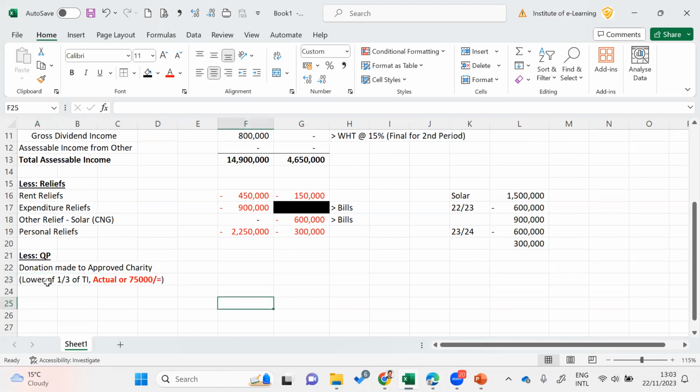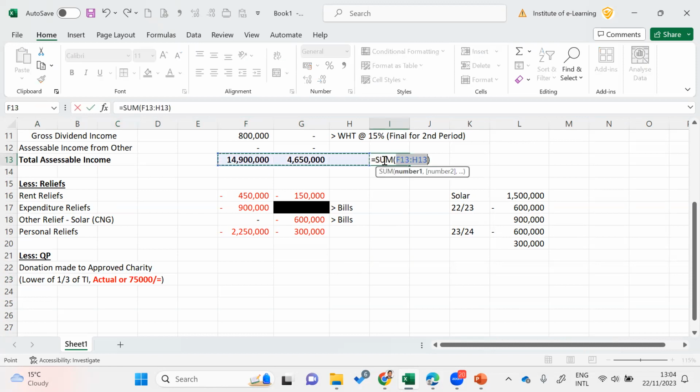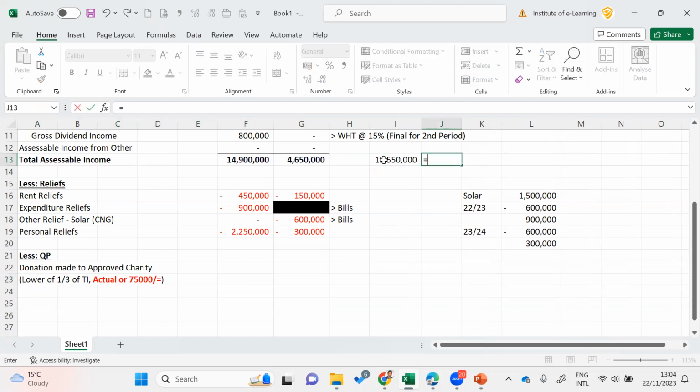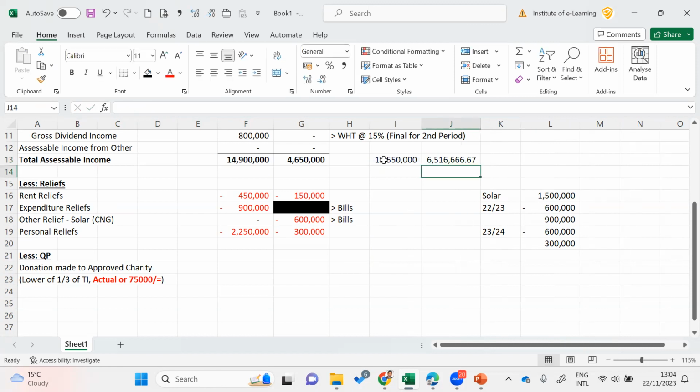But here, if you take 1/3 of the taxable income and divide it, you will get a big amount. Anyway, 75,000 is lower, right? Then the actual donation will not be more than 7,500, 200, right? Even if you donate 200, it will be a small amount. Only 75,000, right? If you take this by dividing 6 million, you will not donate 6 million anyway. So anyway, it's limited to 75, right?